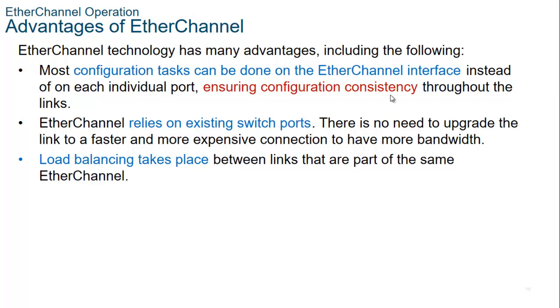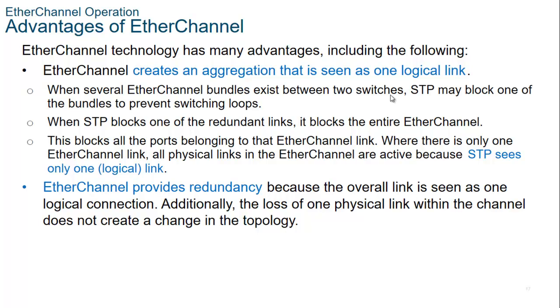Load balancing takes place between links that are part of the same EtherChannel. EtherChannel creates an aggregation that is seen as one logical link. If you have several links, STP will look at them as redundant and it will want to prevent switching loops and it will block one or more of the links. So with EtherChannel, all physical links are active because STP sees it as only one logical link. EtherChannel provides redundancy because the overall link is seen as one logical connection. Additionally, the loss of one physical link within the channel does not create a change in the topology.